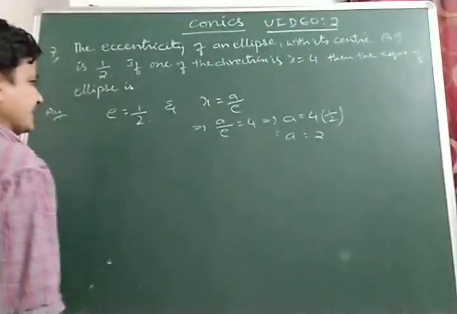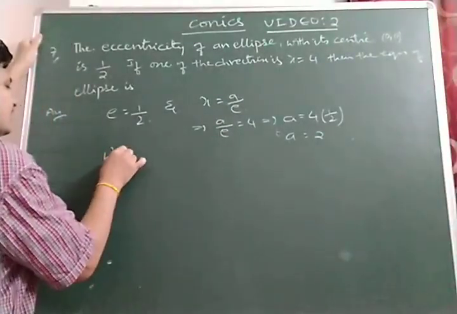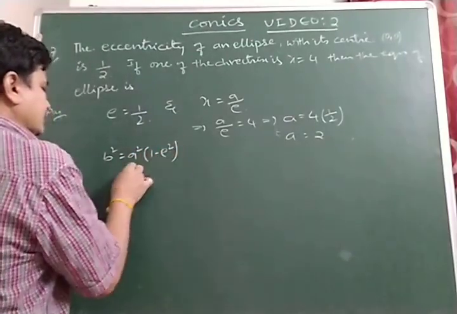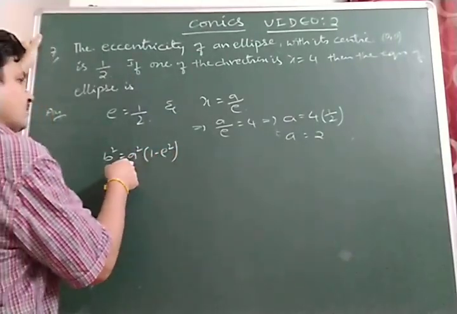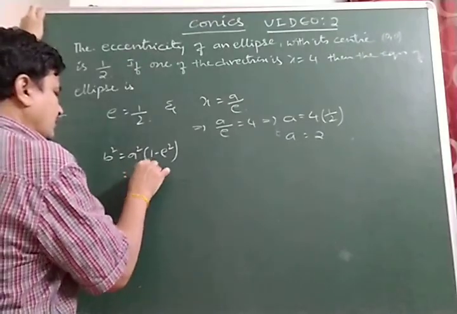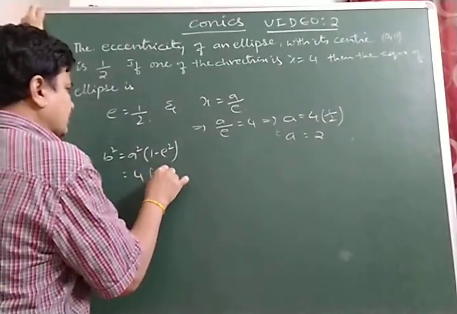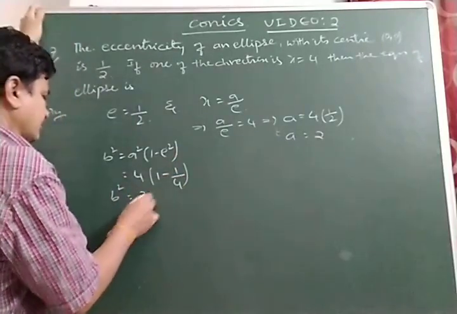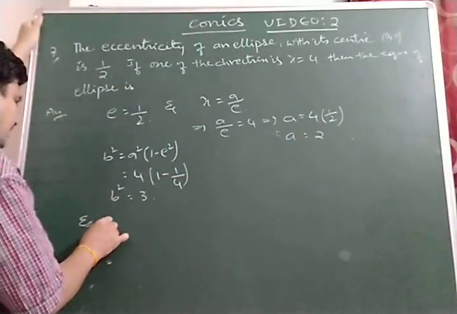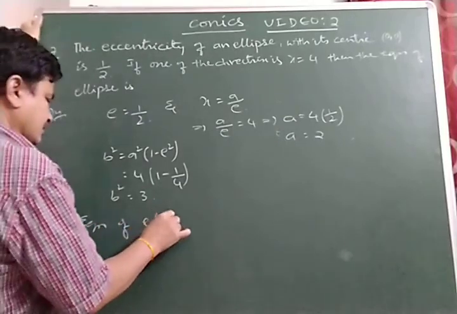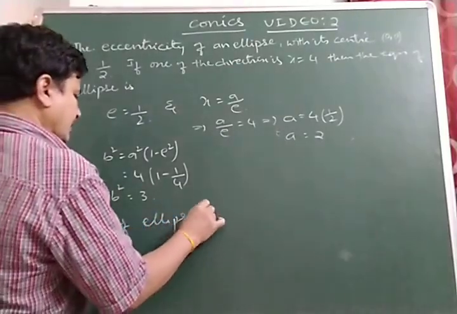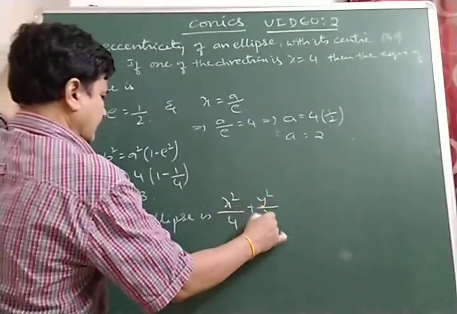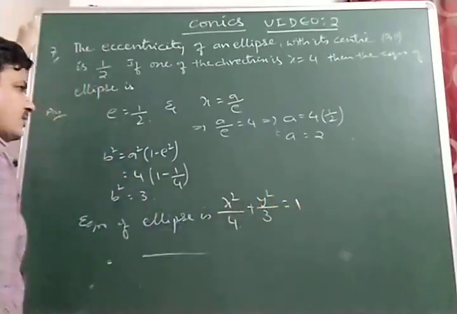Now b square is equal to a square into 1 minus e square. We know that our value of a is 2. A square is 4, times 1 minus 1 by 4. Now b square is equal to 3. Therefore the equation of the ellipse is x square by a square plus y square by b square is equal to 1, which is the required ellipse.